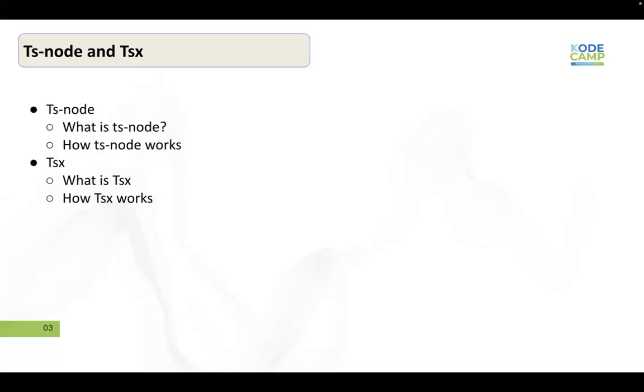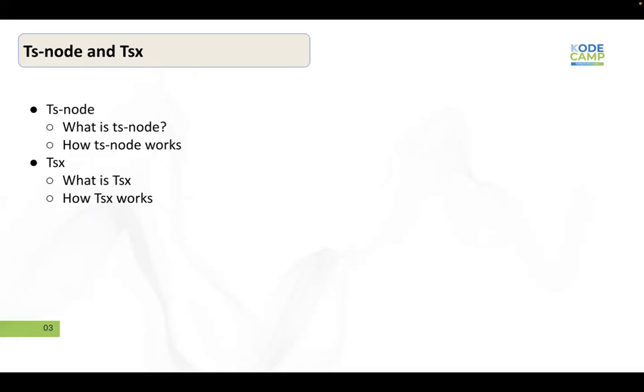So what is TS Node? TS Node is a TypeScript execution engine that allows you to run TypeScript files directly without pre-compilation. That doesn't mean if you're running JavaScript, you're running TypeScript, no. So it performs JIT, just in time. That's the full meaning of JIT. So it performs JIT compilation by hooking into Node.js module loading system.